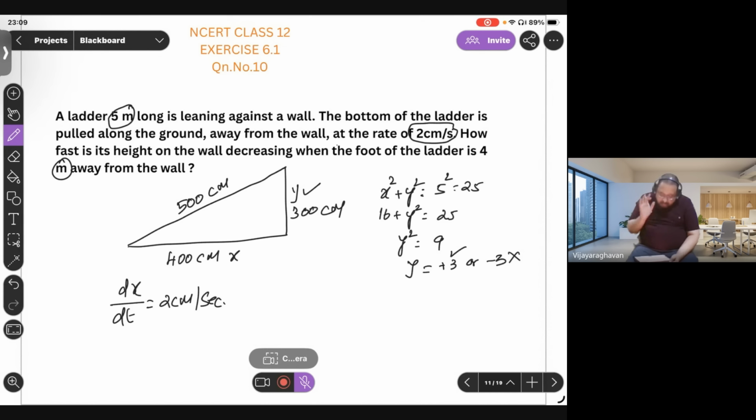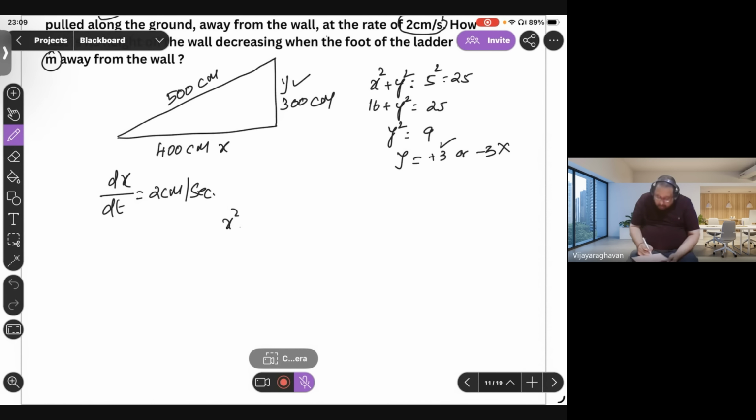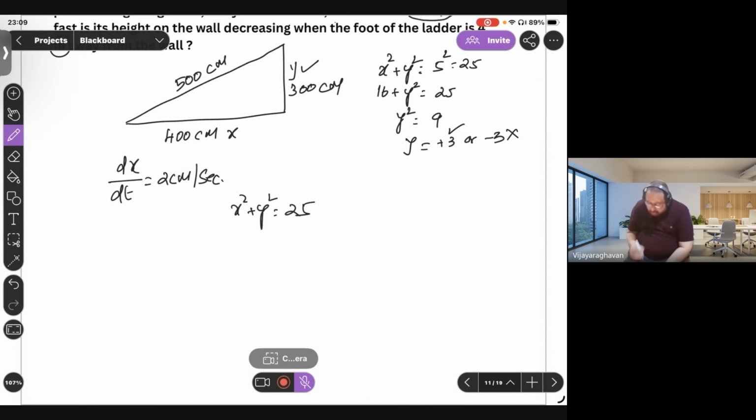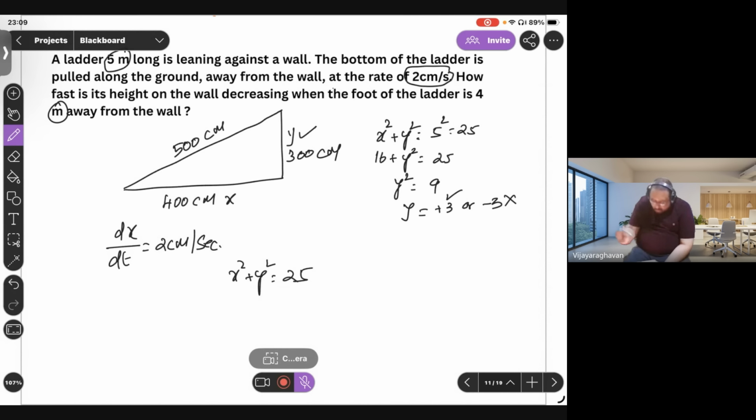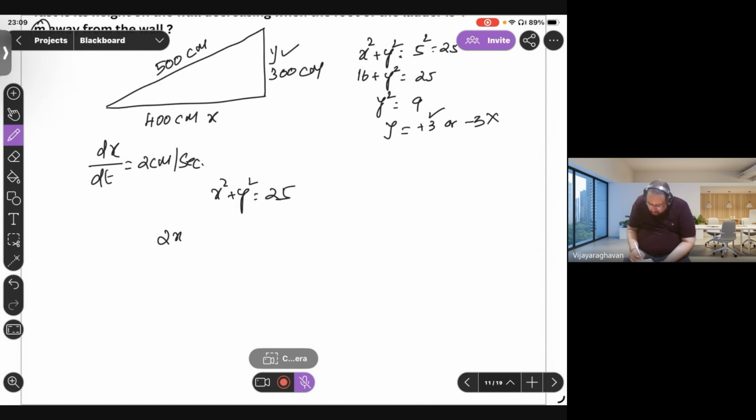Fine. With this, how can we solve? Just take this equation, x square plus y square equals 25. Always very simple things, don't complicate it much. So we differentiate this equation with respect to time. Whenever you see time, only time and nothing else. So we have 2x dx/dt plus 2y dy/dt equals 0.